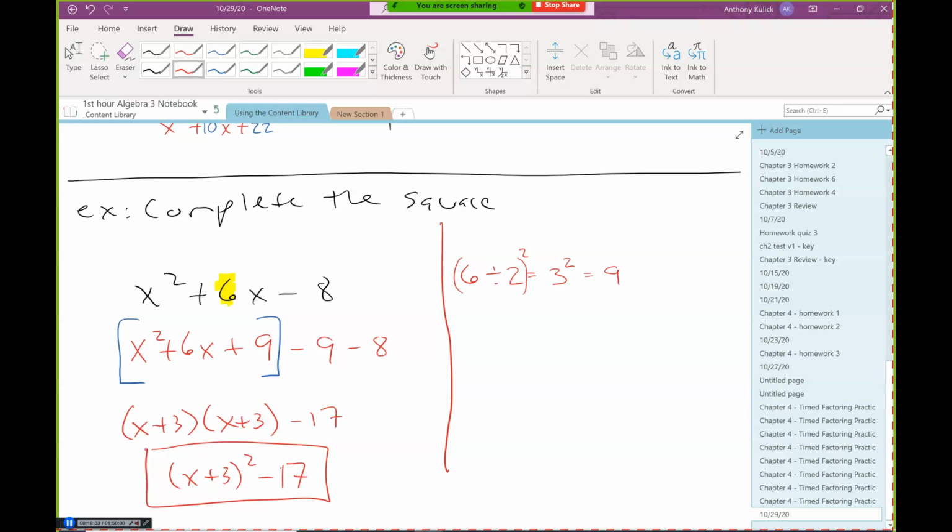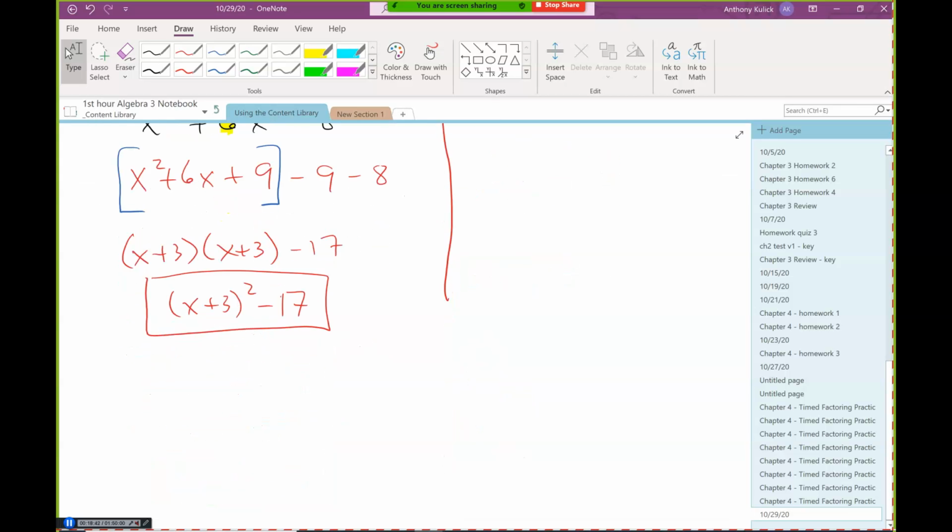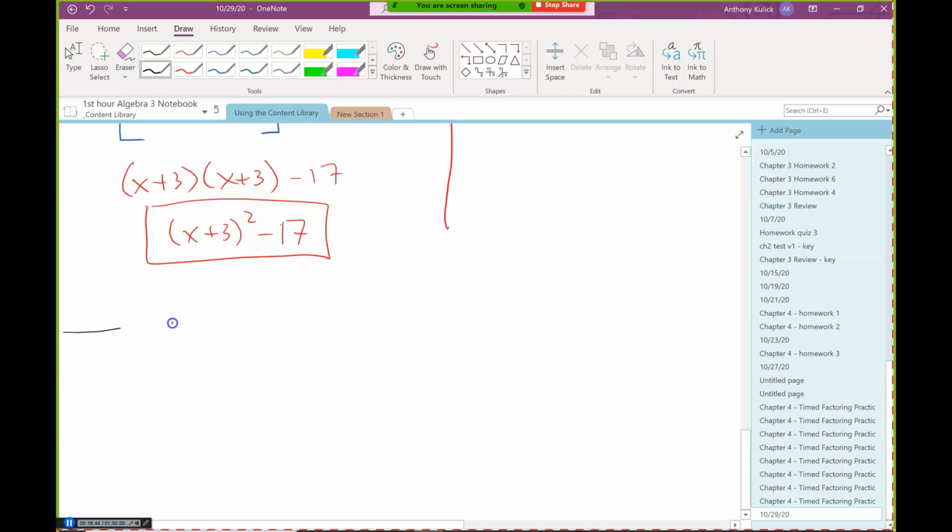So far, so good. Hopefully this doesn't feel too hard, right? Does it get trickier than this? Well, yeah, a little bit.